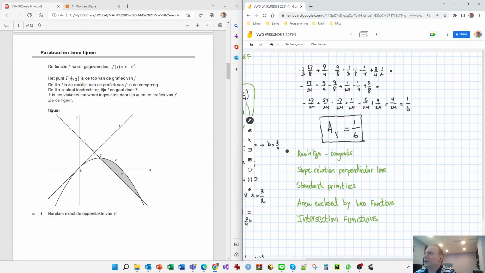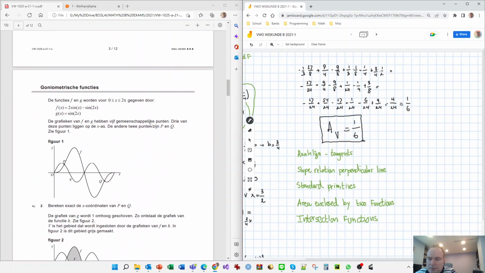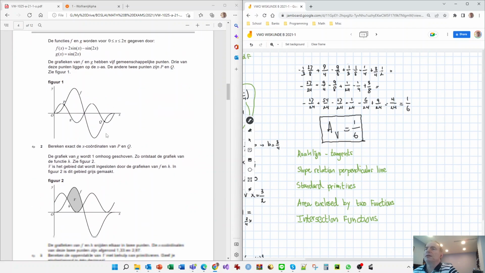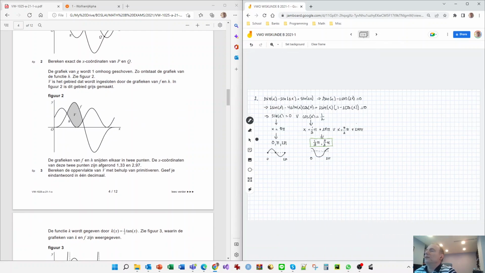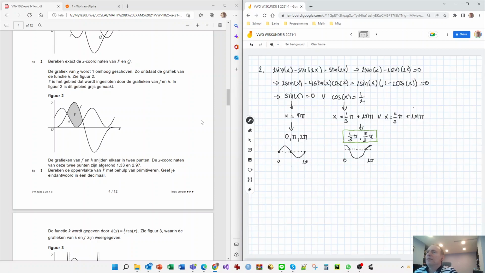So one of the skills you need to know about the tensions, what makes lines perpendicular, the standard primitives, area enclosed by two functions, and how to intersect functions. Alright, so already spent 8 minutes on that. So you can see it is definitely not an easy exam, the amount of work that has to be done. It's definitely a grind.